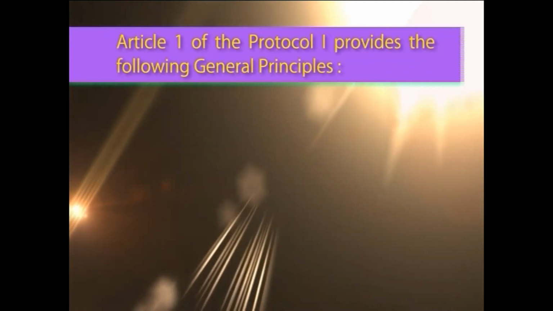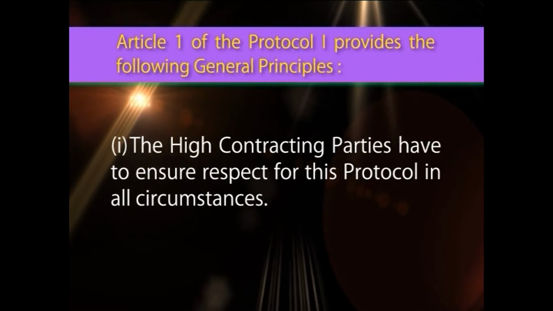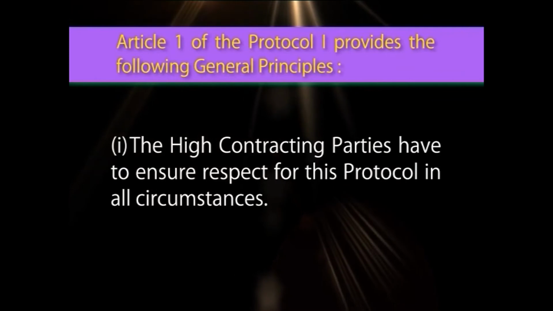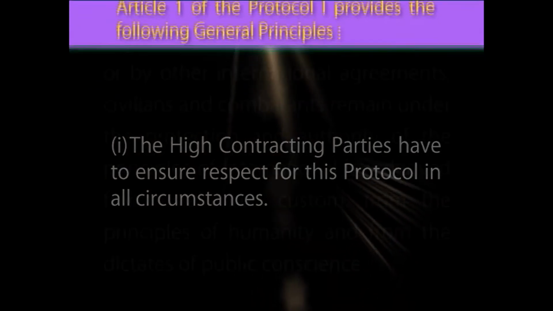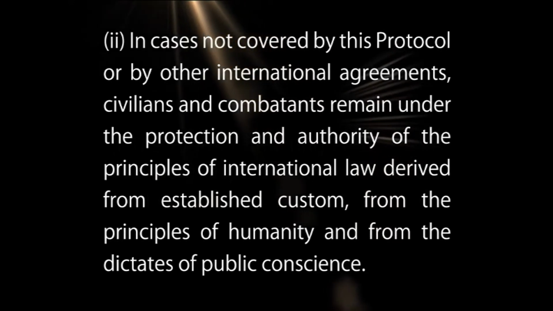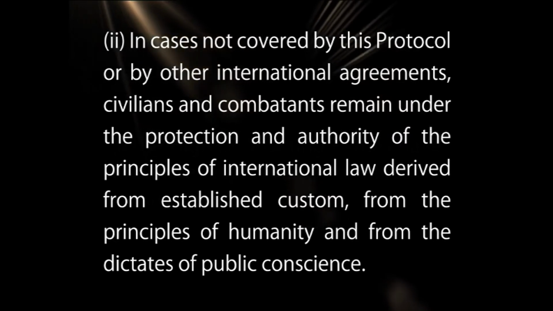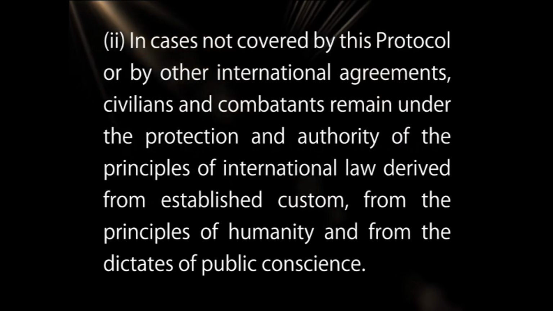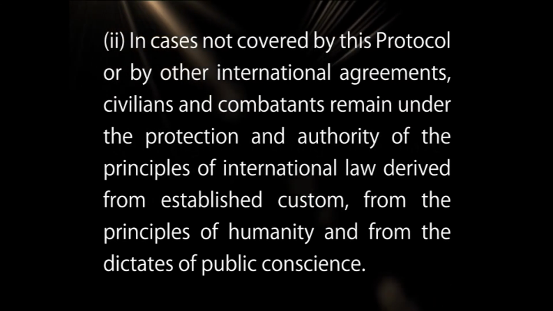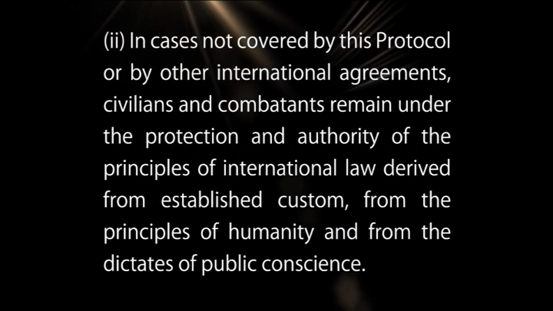Article 1 of Protocol 1 provides the following general principles. Number 1. The high contracting parties have to ensure respect for this protocol in all circumstances. Number 2. In cases not covered by this protocol or by other international agreements, civilians and combatants remain under the protection and authority of the principles of international law derived from established custom, from the principles of humanity, and from the dictates of public conscience.